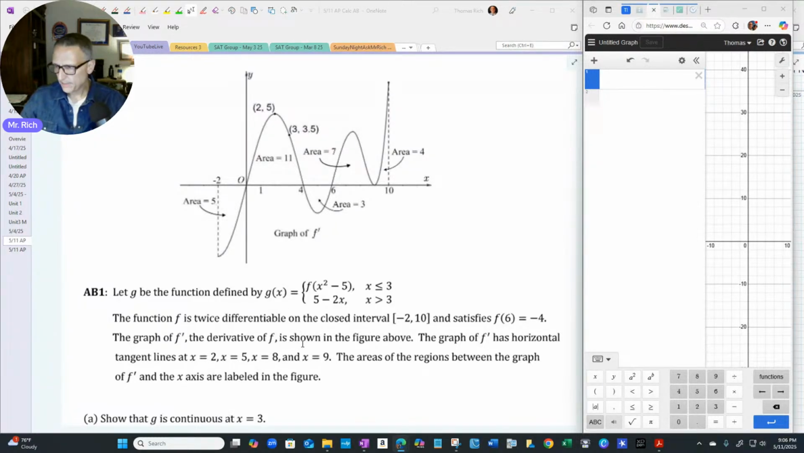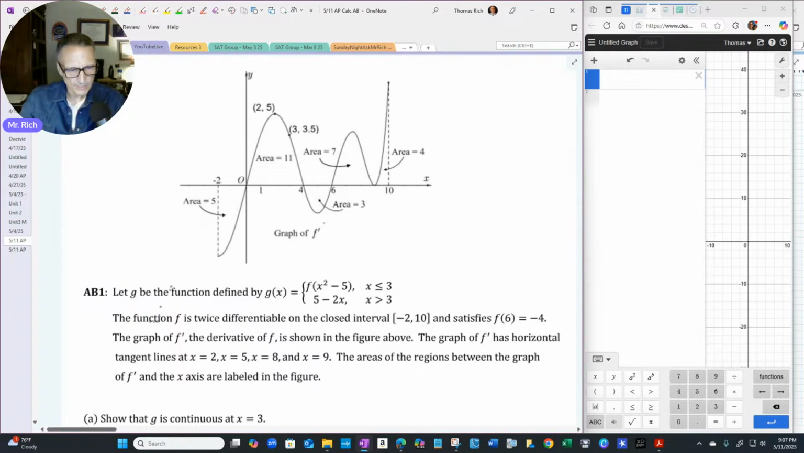Well, here is the first question. It says, let G be the function defined by G of X equals this. So we've got a piecewise function where they don't tell us what F is, except they're telling us what F is above. It's F of X squared minus 5, where X is less than or equal to 3, and then it's a linear function when X is greater than 3. So keep in mind, this graph up here is not G. It's not even F, right? It's F prime. Okay, so we'll see how this all unfolds.